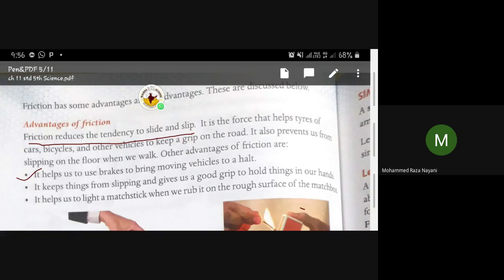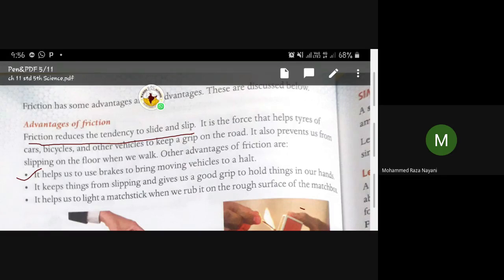Now second, it keeps things from slipping. So friction is helping us from slipping things. And it gives a good grip to hold, so it will give us a good grip to hold things in our hand. If we are holding a glass, because of friction it is helping us to get a good grip. Now third one, when you light the matchbox, because of friction it is lighting.